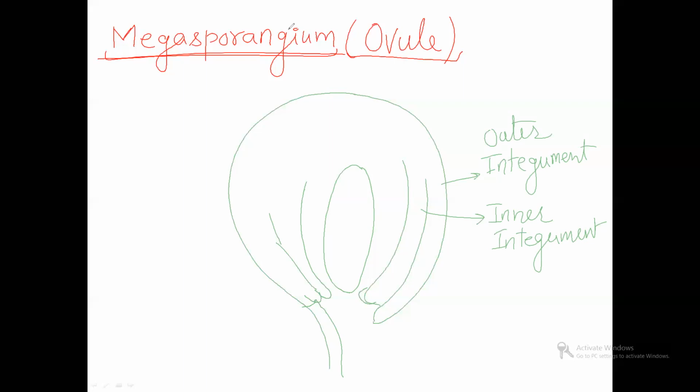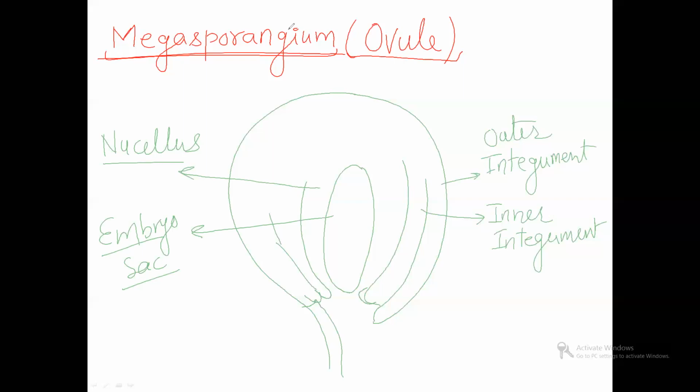Inside these integuments, there is nourishing tissue called the nucellus. And inside this nucellus is the structure known as the embryo sac.